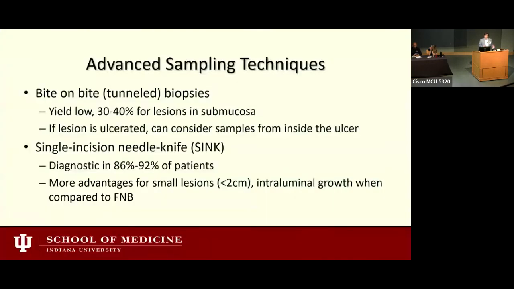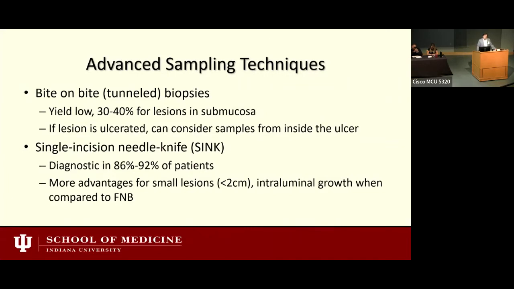So beyond FNB, if you're still struggling to make a diagnosis, what sort of advanced sampling techniques are available for subepithelial lesions? You can perform bite-on-bite tunnel biopsies. However, the yield tends to be very low. And really, I would only consider this in patients where I feel there's likely a mucosal component, or if there's an ulceration where you can seat the forceps within that ulceration and get at the lesion in the deeper layers. Sometimes you'll have that opportunity, but rarely.